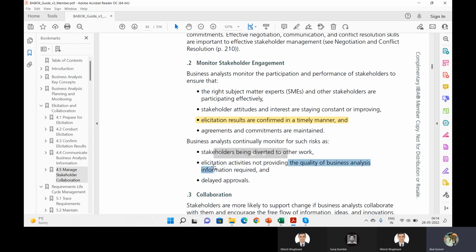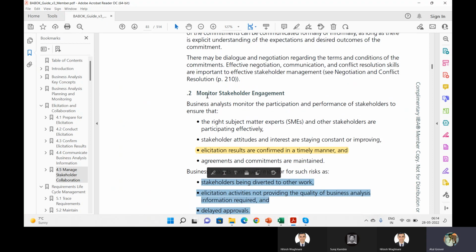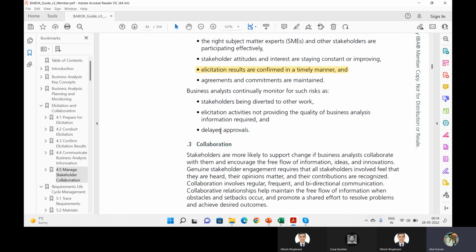Maybe I am thinking that the stakeholder is not coming. The stakeholder says, yeah, guys, you are doing rubbish work. Your quality is very poor. And it will delay the approvals as well. But if you want to monitor this, you need the collaboration as well. Very important again.